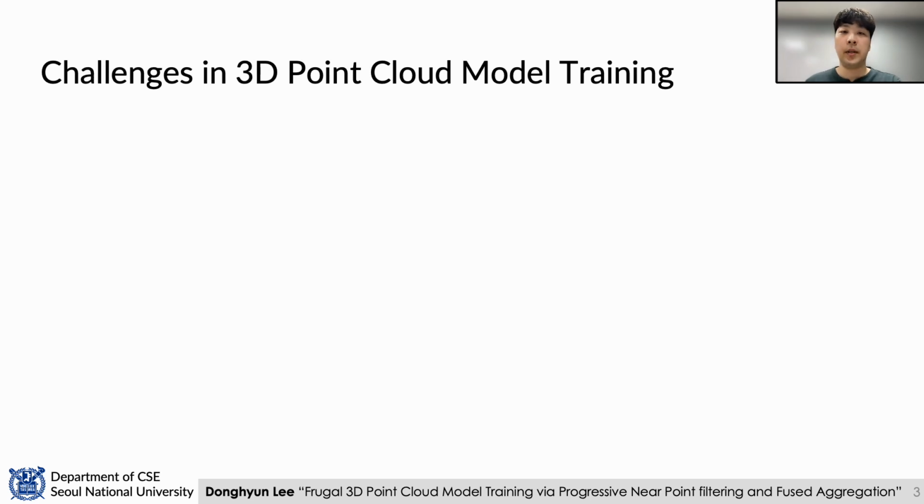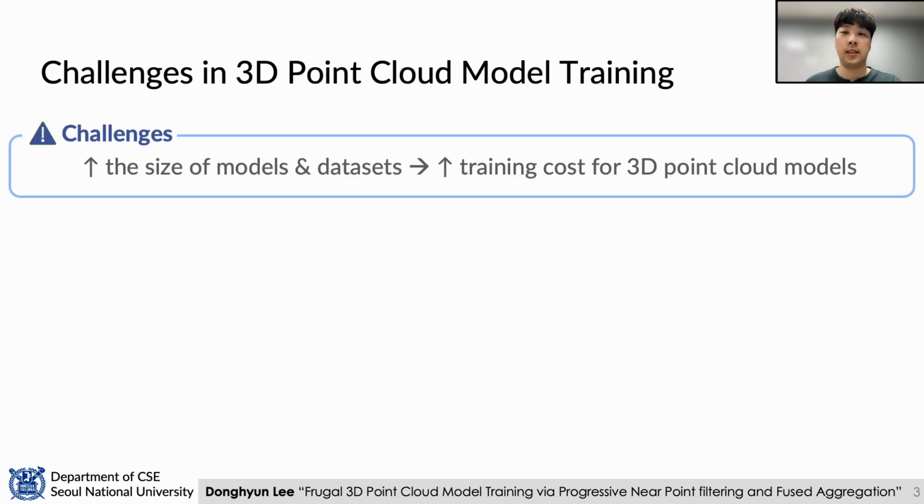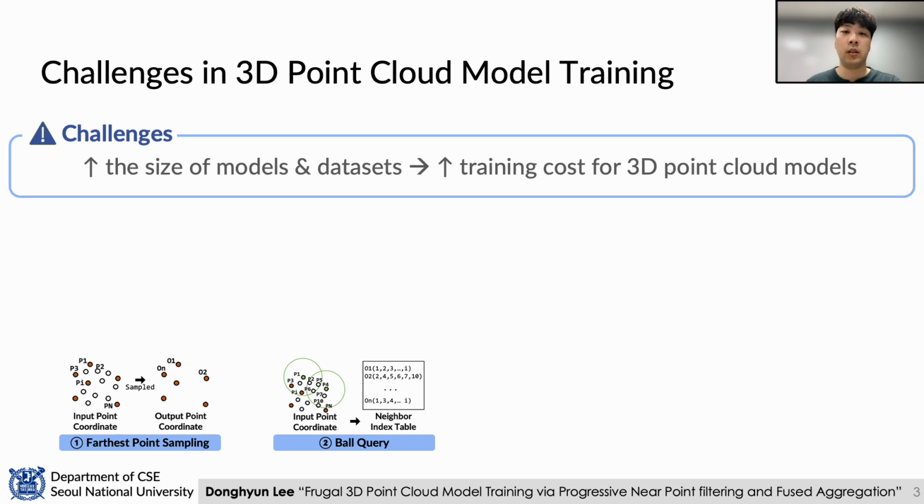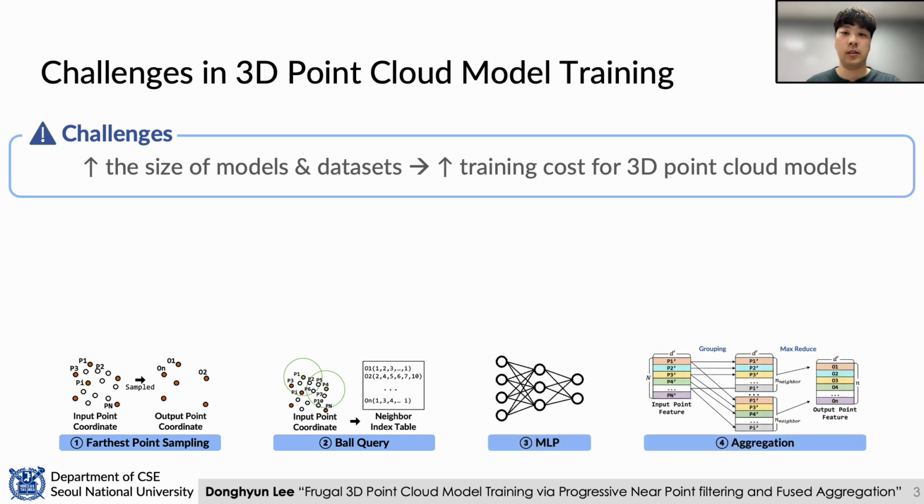However, the rapid growth of 3D point cloud models and datasets has led to significantly higher training costs for 3D point cloud models. PointNet-based models are composed of four major operations: farthest point sampling, ball query, MLP, and aggregation.